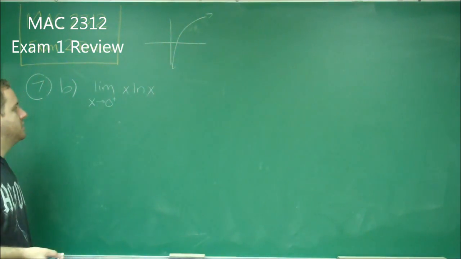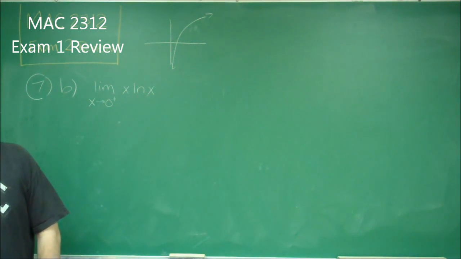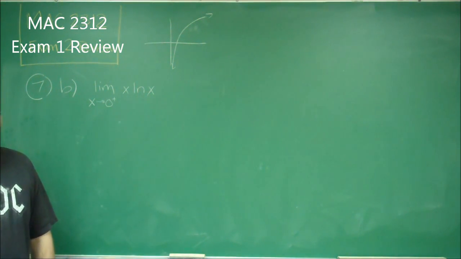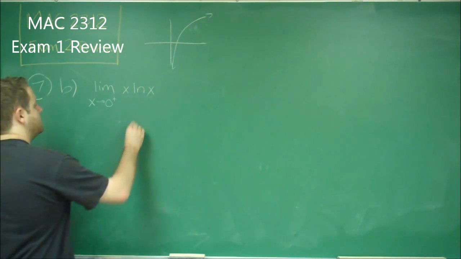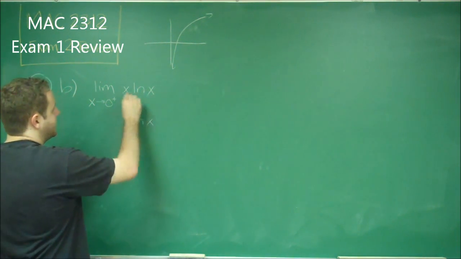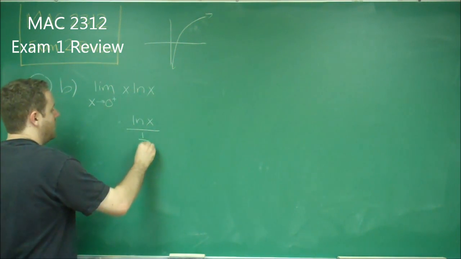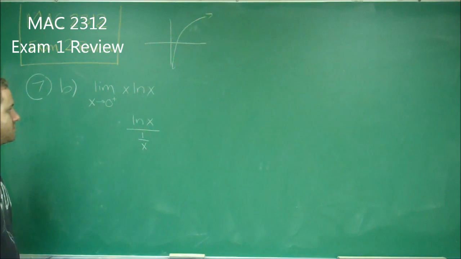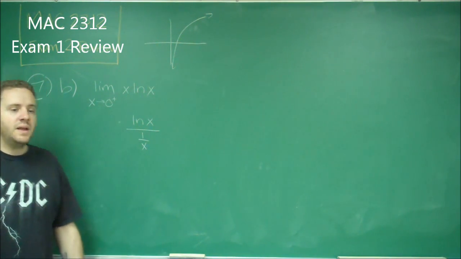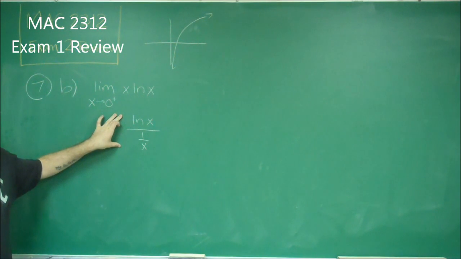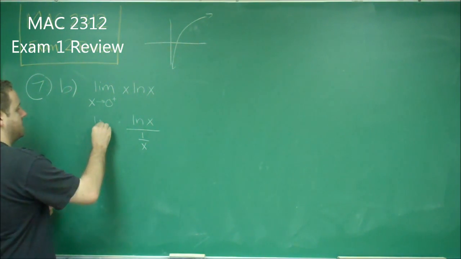So L'Hopital's rule is how you solve limits of indeterminate form, but it needs to be a fraction. This is not a fraction right now, but you have to make it one. The easiest way to do that in this problem is to say x times ln x is the same thing as ln x divided by 1 over x. Multiplying by x or dividing by 1 over x are the same thing. Even though this is not simplified, you need it to be a fraction or else you can't do L'Hopital's rule in the first place.